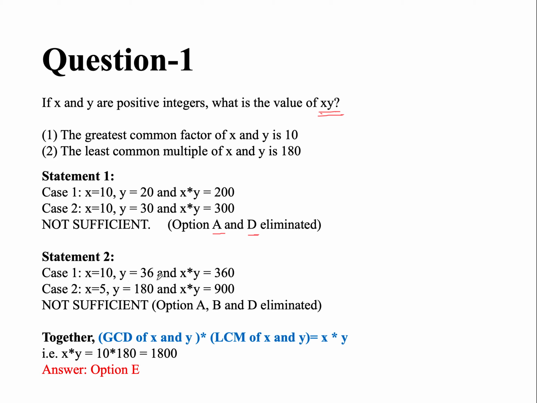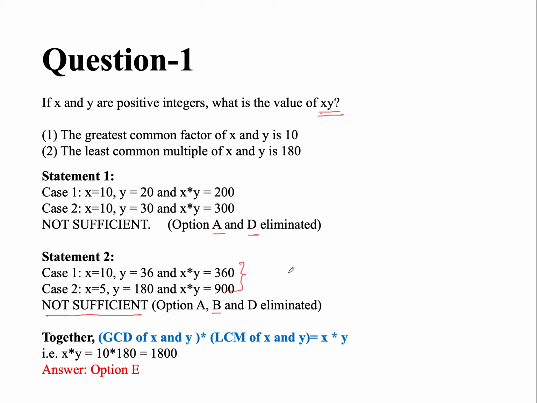Case 1, when x is 10 and y is 36, then their LCM is 180 while their multiplication is 360. But in case 2, while the numbers x and y are 5 and 180 respectively, the product is 900 and LCM is still 180. Since there are inconsistent values of x into y, therefore the second statement also is not sufficient. Now we can eliminate option B as well in addition to A and D. So 3 options are out.